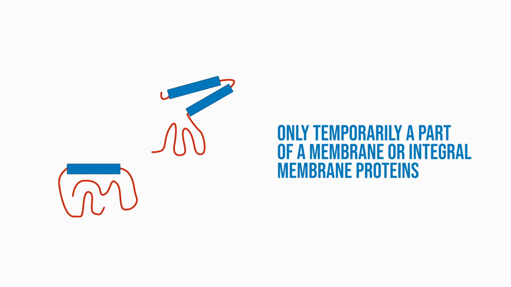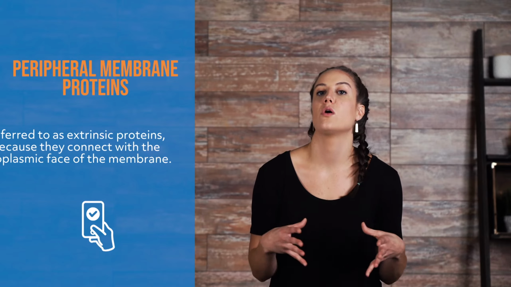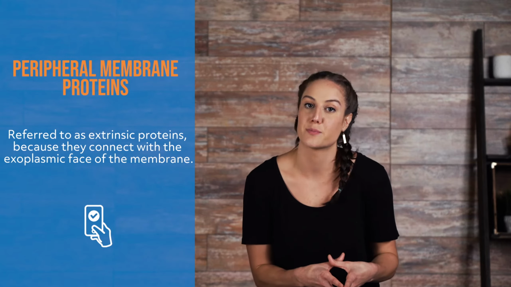Peripheral membrane proteins are proteins that are only temporarily a part of a membrane, or integral membrane proteins. The way that they attach to the membrane is often indirect. They typically attach by interacting with an integral membrane protein. However, they can attach directly to the membrane, but it will be by interacting with a lipid polar head. Peripheral membrane proteins are also referred to as extrinsic proteins because they connect with the exoplasmic face of the membrane.